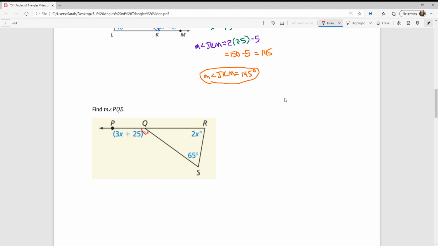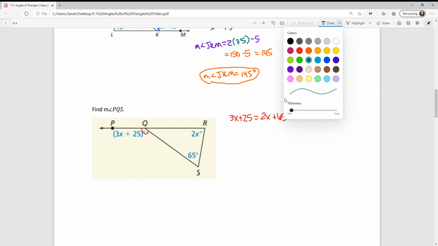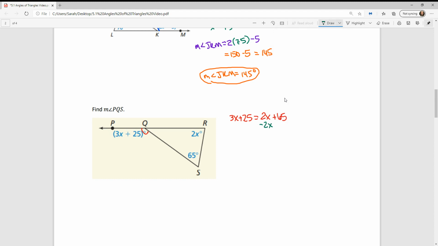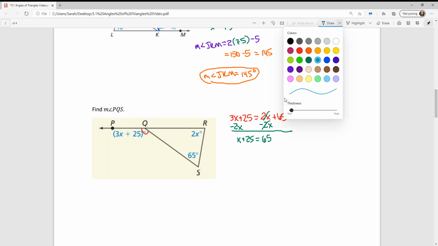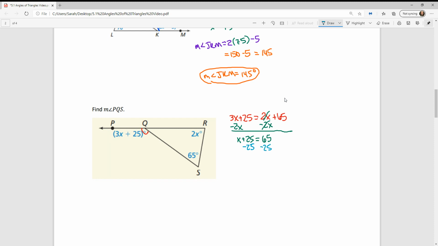We know that the exterior angle PQS, 3x plus 25, is going to equal the two non-adjacent interior angles added together. So 2x plus 65. Once again, solve the equation. So start by getting your x's on the same side. I'm going to choose to do that by subtracting 2x from both sides. 3x minus 2x is x. Get your numbers on the same side. To undo plus 25, I subtract 25 from both sides, and we get x equals 40.